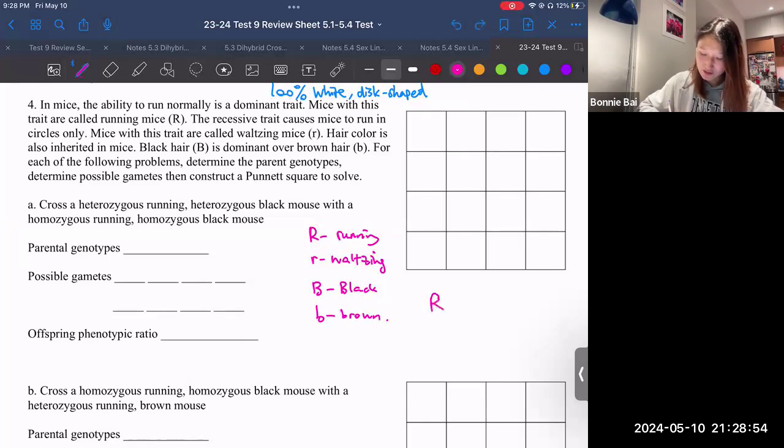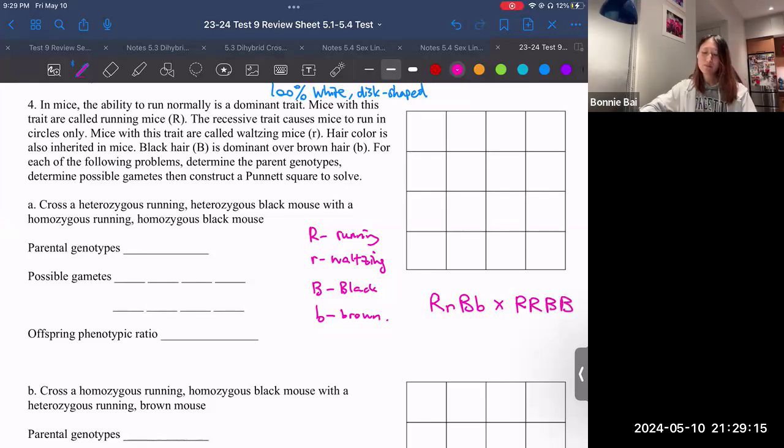Heterozygous means big R, little r. Black mouse, also heterozygous, big B, little b. With a homozygous running, so big R, because big R is for running. Homozygous running, homozygous black mouse again, big B for homozygous black, right? Because big B is homozygous. Okay, so let's take a look.